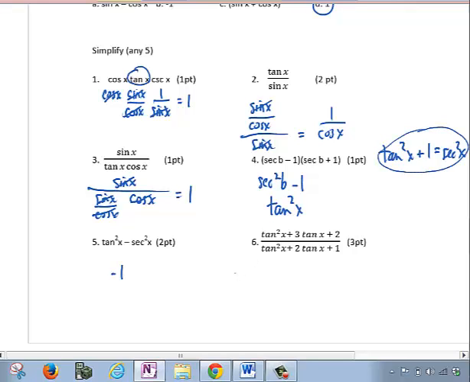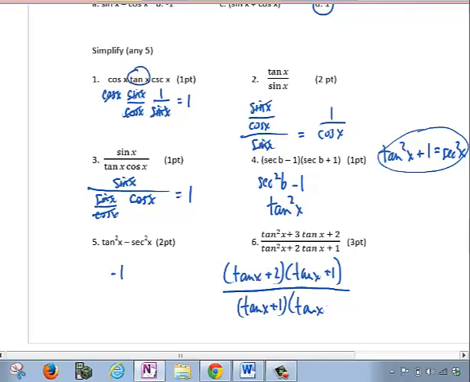This one is just simply foiling. I got tan of x plus 2, tan of x plus 1 in the numerator. In the bottom, I can FOIL that. Tan of x plus 1, tan of x plus 1. They cancel, and my end result is that quotient.